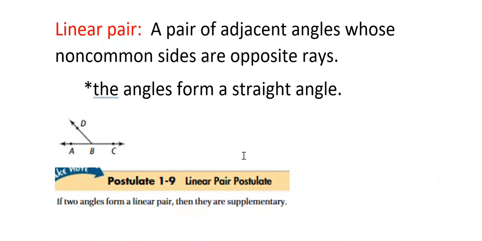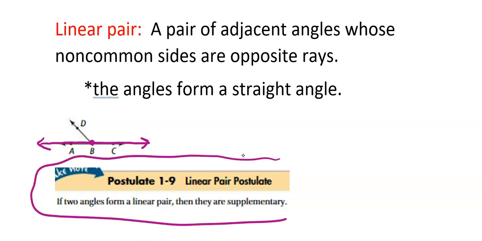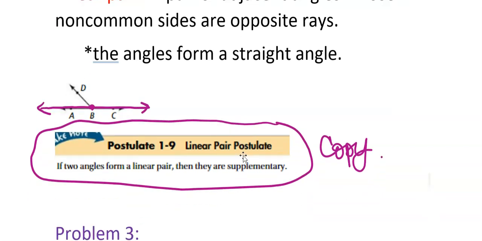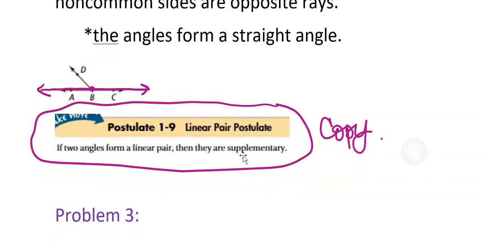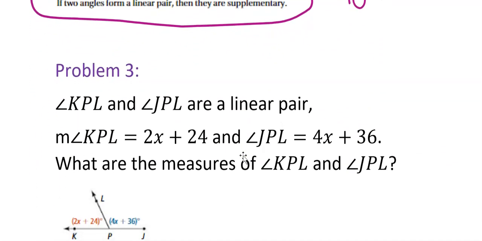A linear pair is a pair of adjacent angles whose non-common sides are opposite rays. The angles form a straight angle. So from the beginning of the lesson when we talked about straight angles, this right here is a straight angle because the rays that form it are opposite each other. Okay, so make sure that you copy this into your postulates and theorems. If two angles form a linear pair, then they are supplementary. So linear pair means straight line. If they form a straight line, then they add up to 180.